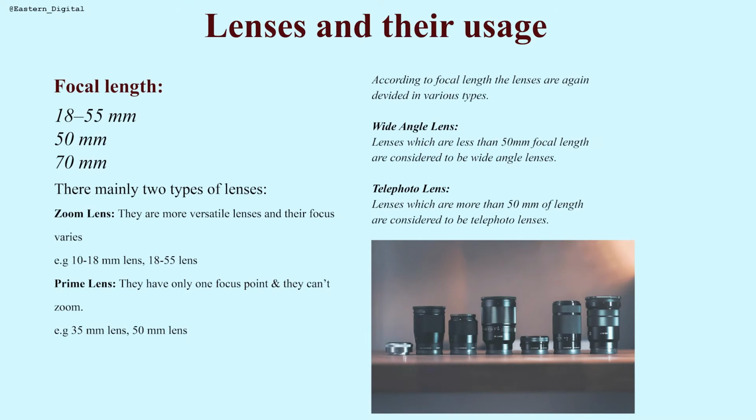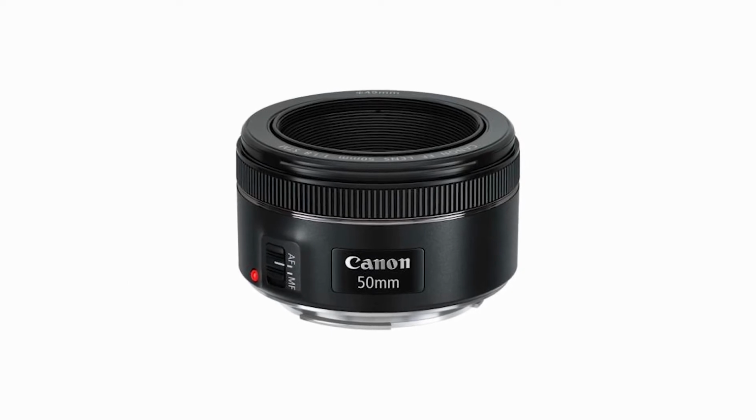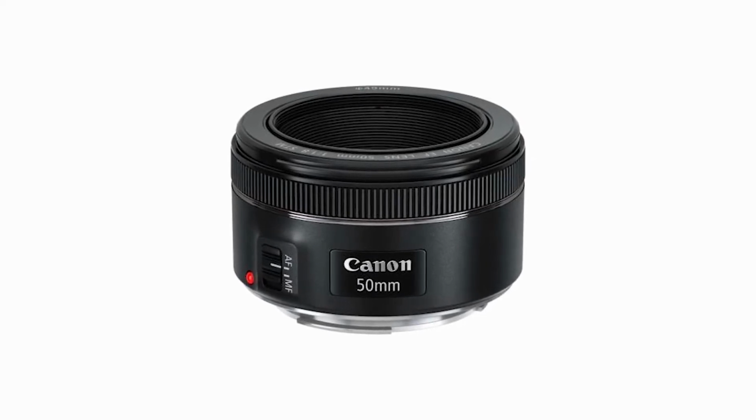And the second category is the prime lenses, which have only one focal length, and you cannot change the focal length. For example, a 50 mm lens. A 50 mm lens has only one focal point, which is 50 mm.